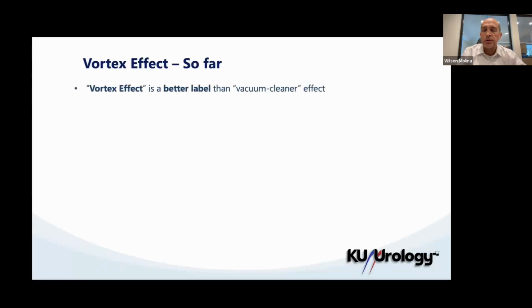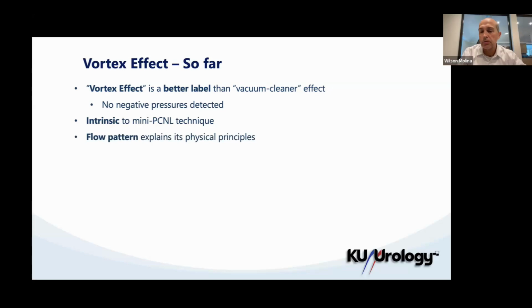So far what we understand on that, after we published this paper and presented some videos at major conferences, is that the vortex effect is better labeled than the vacuum cleaner effect, because there is really no negative pressure detected. It's intrinsic to the mini perk technique, obviously better in the mini perk, but it can also be seen on regular perks. It really depends on the ratio between the nephroscope and the sheath.